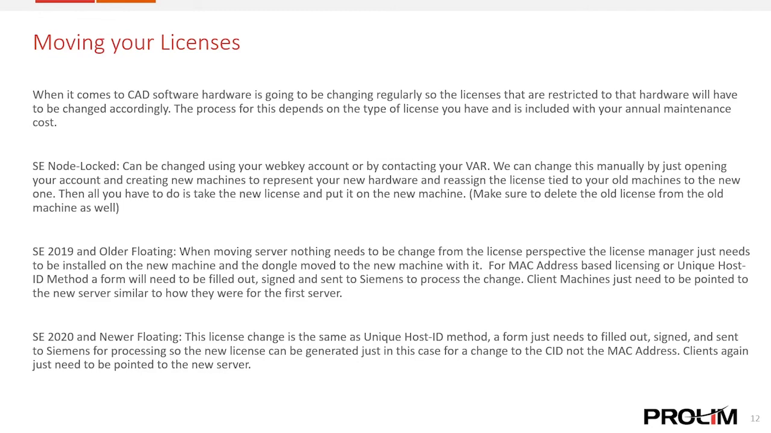And then either the VAR sends it to you after they filled it out for you to sign, or you sign it and send it to your VAR or Siemens. Siemens will then process that form, and once that gets processed, they will send you an updated license file with the change. And then you just follow the same process of setting up your license on the new machine, the same setup process that we just went through for all those different variants.